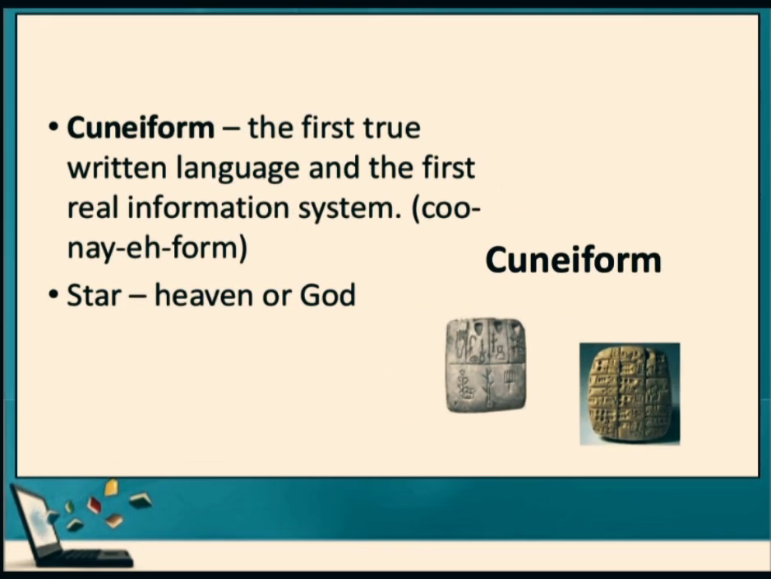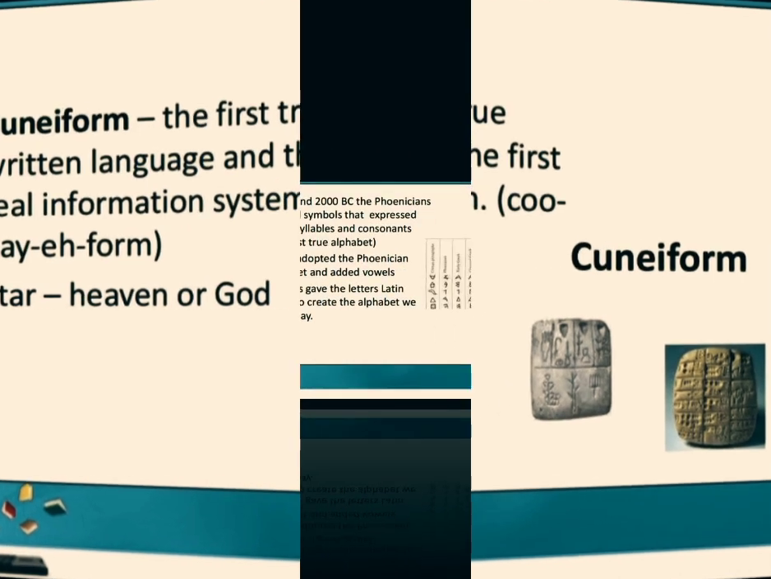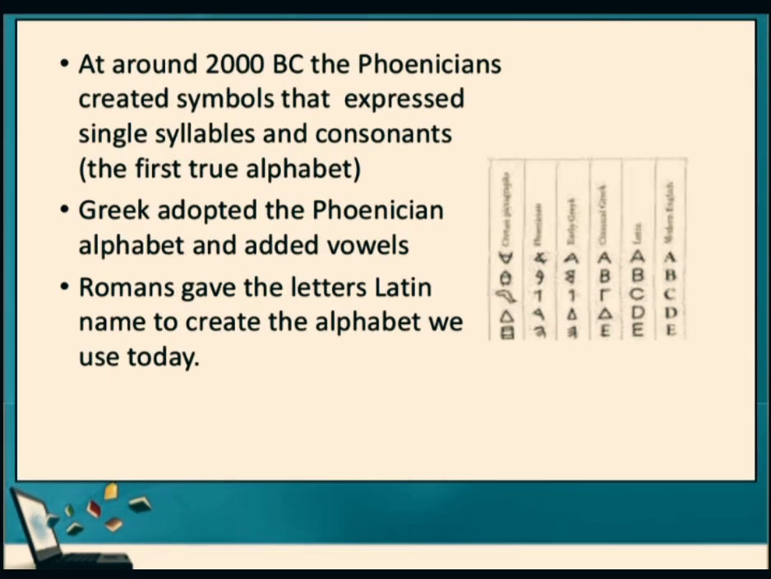Cuneiform was the first pure written language and the first real information system. In 200 BC, the Phoenicians created symbols that express single syllables and consonants, which the Greeks adopted and added vowels, while the Romans gave us the Latin letters we use today.